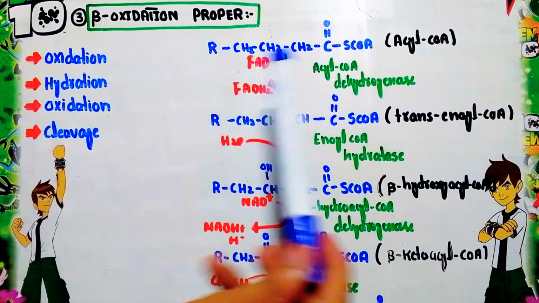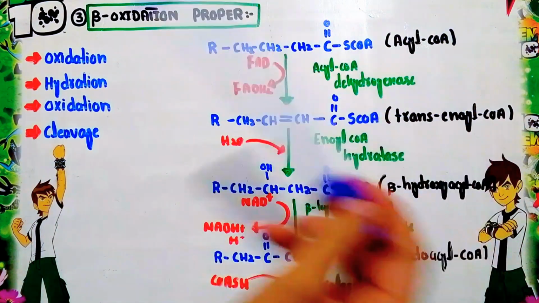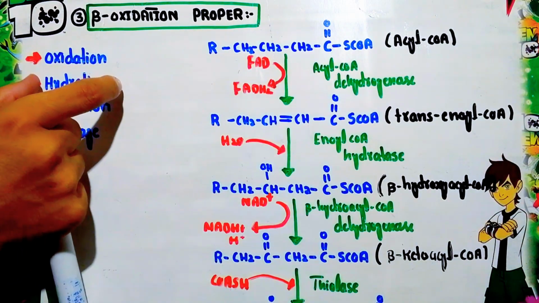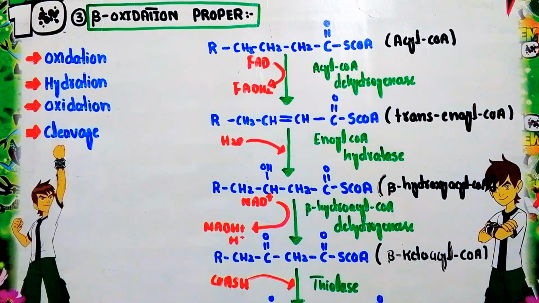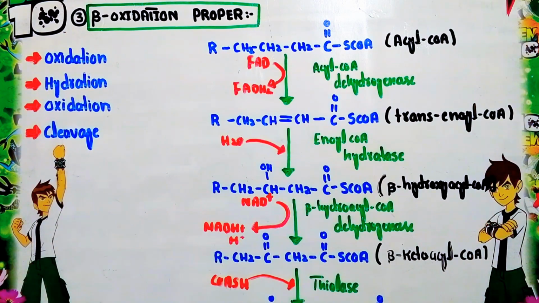So finally in the first step we will get the compound, that is trans-enoyl coenzyme A. Now what happened in the second step? The second step is basically hydration. Hydration means addition of water. So what happened in the second step?